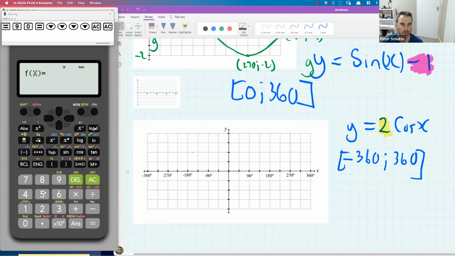So I'm going to put 2 cos x. But I start at minus 360. I end at 360, and my step size is 90.